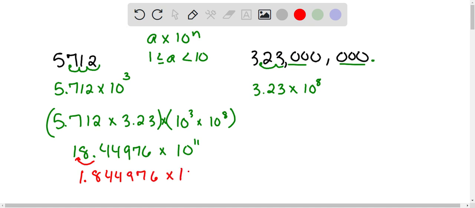1.844976 times 10. To determine what the new exponent is, I use a little acronym called LARS. If I move to the left, I add. If I move to the right, I subtract. So I'm moving to the left, so I'm going to add 1. So this is the number in scientific notation.